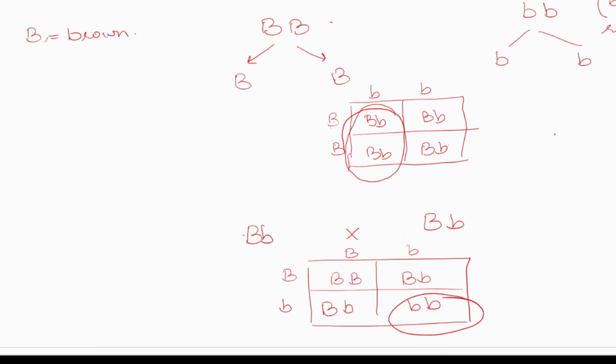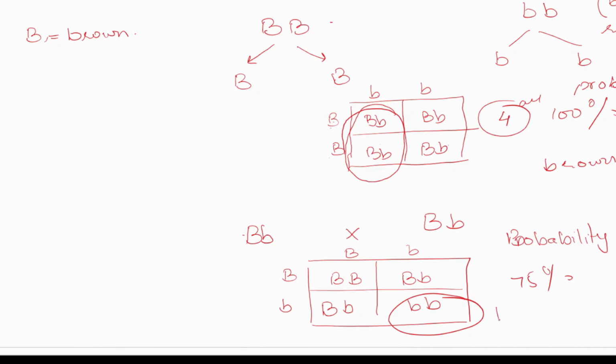So in the first case, the ratio is all 4. The probability is 100% brown. Here the probability is 75% brown and 25% blue. 3:1. Got it?